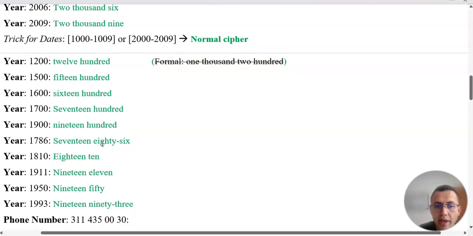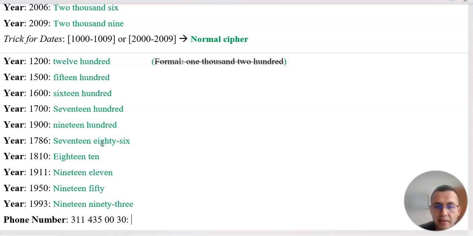In the next category, we have phone numbers. In the case of phone numbers, remember that the methodology is to type them or say them digit by digit. Okay? Dígito por dígito. So 3, 1, 1. You can use hyphens or you can use commas. It's the same. 3, 1, 1, 4, 3, 5.